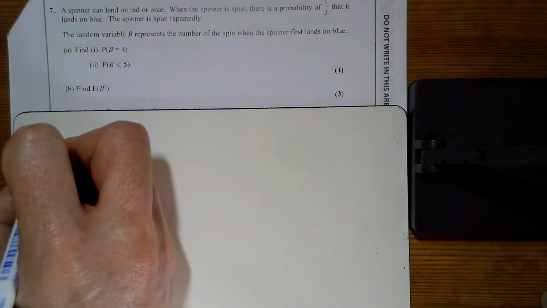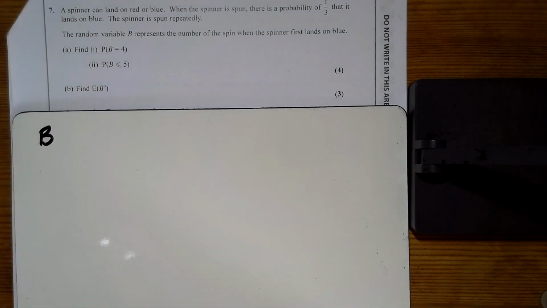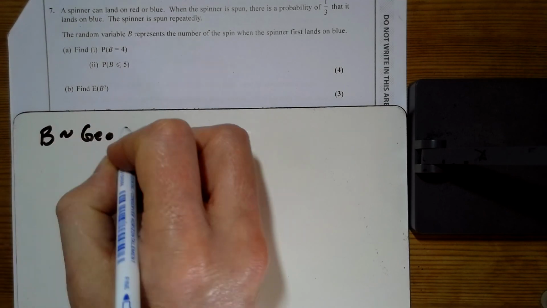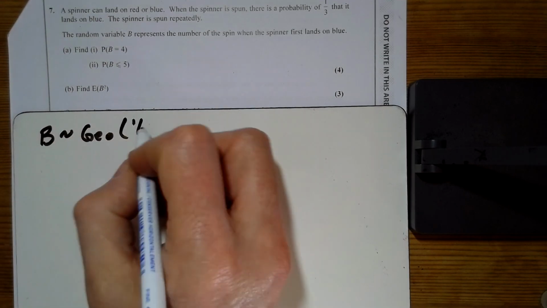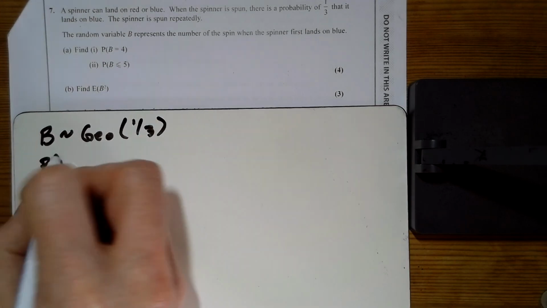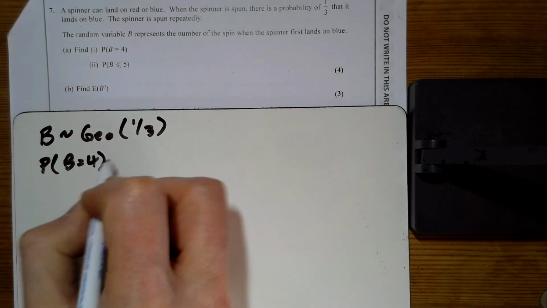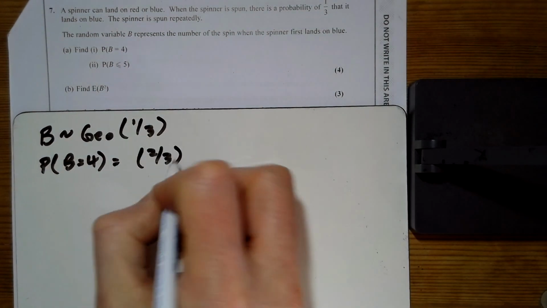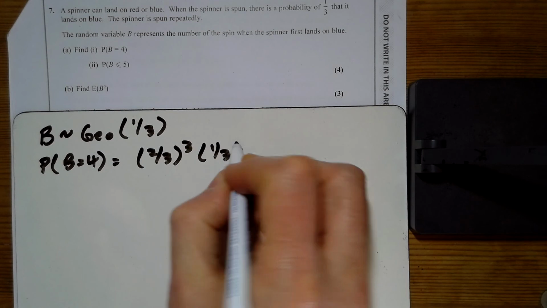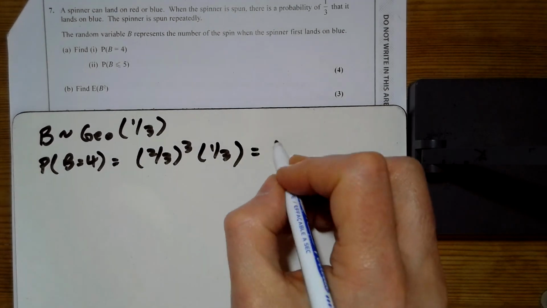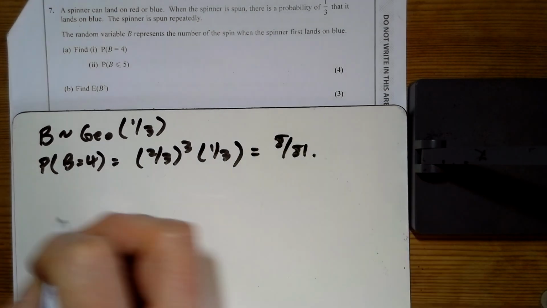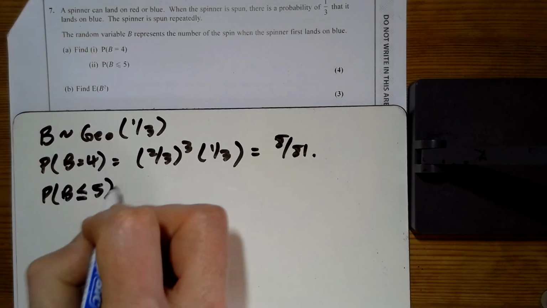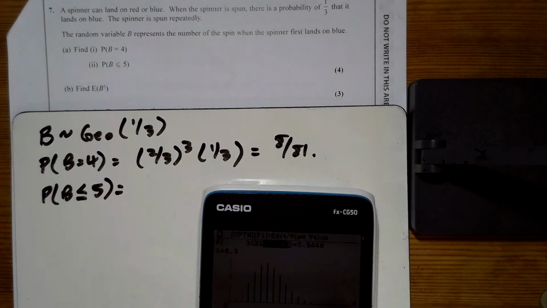Question 7, the last one here, starts quite nicely with a geometric, isn't it? So we're keeping going until we get a blue one, and the probability of getting a blue one is 1/3. So the probability that B equals 4, we can do that logically just by thinking, well, it's going to be 3 failures and then 1 success on the last one, and that is 8/81. But the probability that B is less than or equal to 5, we'll then grab our calculator to do that one there, won't we?